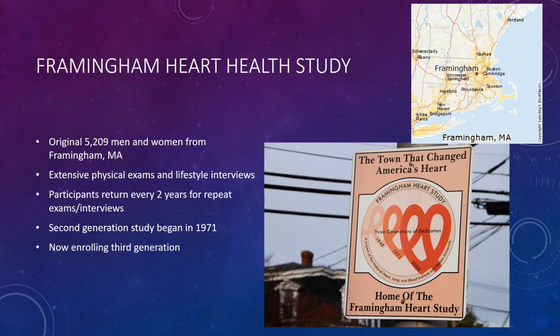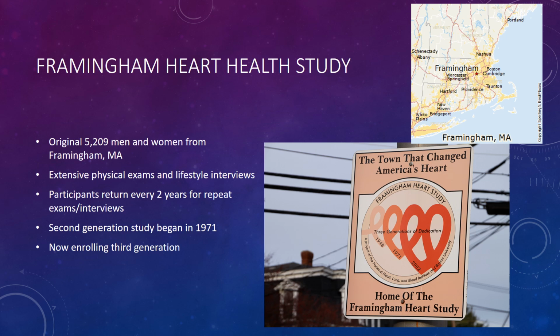So the Framingham study, what they did was, again, it's a cohort study, so they recruited many people who lived in this little town in Massachusetts that coincidentally was called Framingham, Massachusetts. Originally there were 5,209 men and women. What they did is they did extensive physical exams. They asked very detailed questions about what they ate, how active they were, smoking, all kinds of lifestyle questions. And then they had the participants come back every 2 years to do the same thing over again.